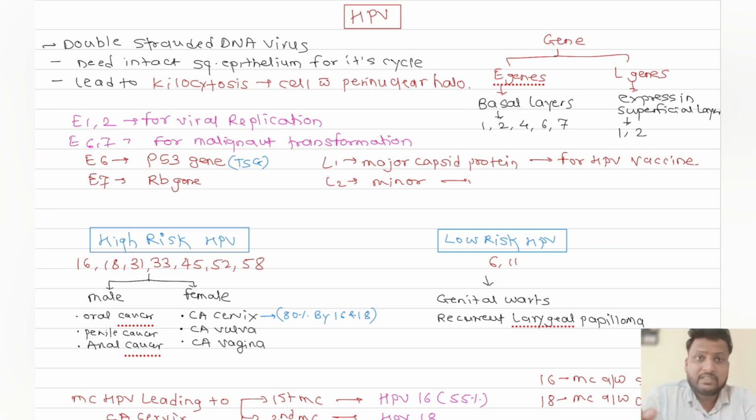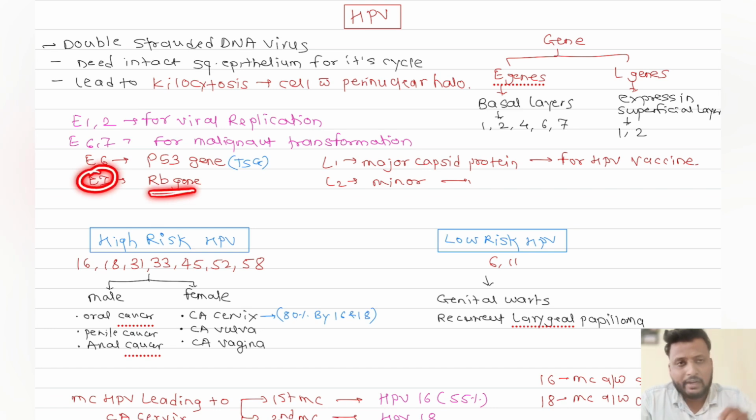Now we will learn about the function of these E genes and L genes. Now this is E1 and E2. These are important for viral replication, and E6 and E7 are important for malignant transformation, out of which E6 resembles the P53 gene, which is a tumor suppressor gene, and brings about malignant transformation. E7, like the retinoblastoma gene, the RB gene, brings about the malignant transformation. So this is about the replication, this is about the malignant transformation.